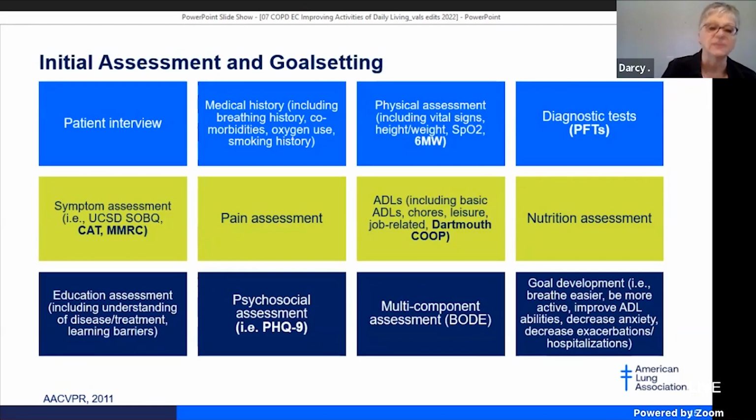We want to have a symptom assessment. The most common ones that are used are the COPD Assessment Tool, where patients self-report their symptoms, and the MMRC, which patients will rate their shortness of breath in a category of 1 to 4.